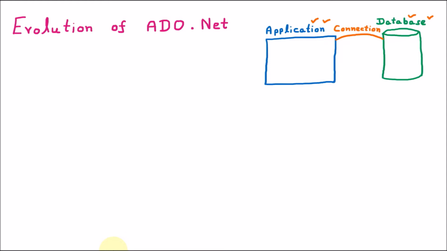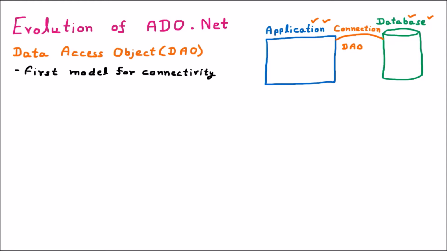So first of all, we are going with the first connection, that is DAO, which is called Data Access Object. DAO was the first model for connectivity. DAO was designed for VB and Jet Engine databases. So with the help of DAO, we can connect with Visual Basic or Jet Engine databases in our project. But there was a problem in DAO: its performance was not good.